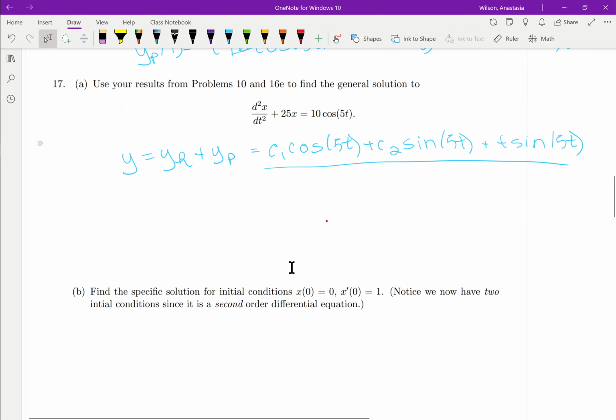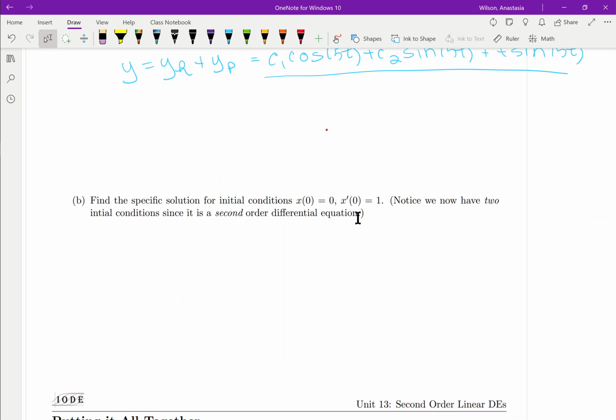Now, we are going to continue on with this problem to find a specific solution when we have some given initial conditions. This is something we have not done yet with second order equations, but it is very similar to what we saw in first order. We just end up having two initial conditions to substitute in because it's a second order differential equation, and that corresponds to the fact that we have two unknowns to solve for. So two conditions, two unknowns, we will end up with two equations to solve for our two unknowns. So let's go ahead and do that here.